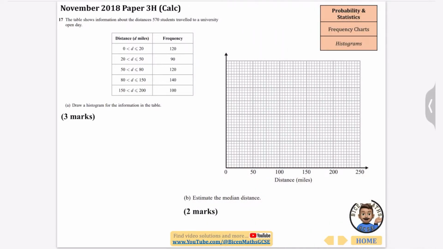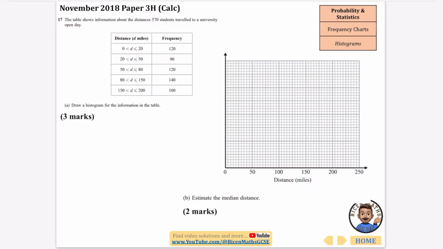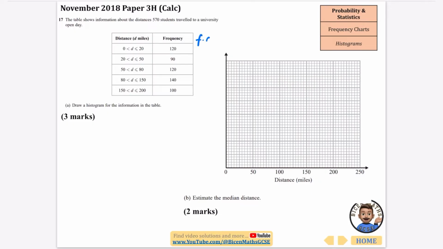It says the table shows information about the distances that 570 students travel to a university open day. Draw a histogram for this table. So I'm going to need to find out the frequency density. Now, if the frequency is the area, you're going to do the frequency divided by the class width to find that out. And we did say that on the first slide. So the frequency density is the frequency divided by the class width.